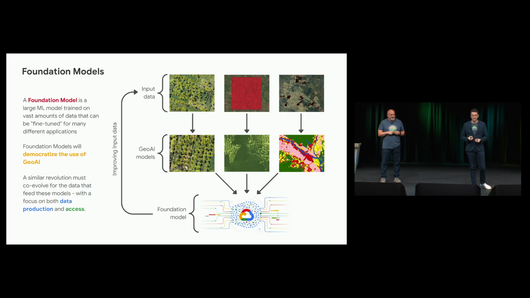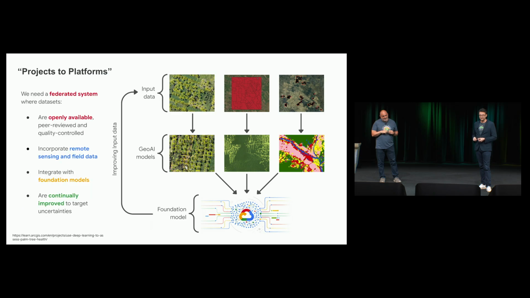Enter foundation models. A foundation model is essentially an ML model that's trained on a very large amount of data, but it's not specifically trained for a specific task. So it's not like I'm going to do this particular land use classification with this model. But rather, you can then take the foundation model and fine-tune it for a variety of different applications. This principle of foundation models essentially can democratize the use of GeoAI, and a similar evolution must co-evolve for data that will feed into these models, because it's currently a big problem, a big gap. And for this talk, we're talking about the production and access of this data.